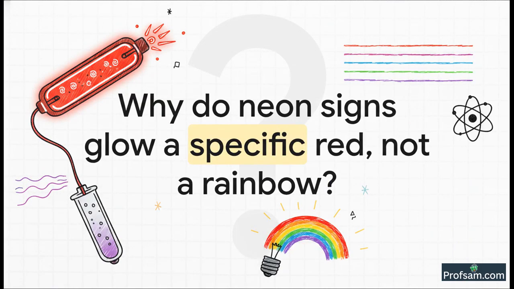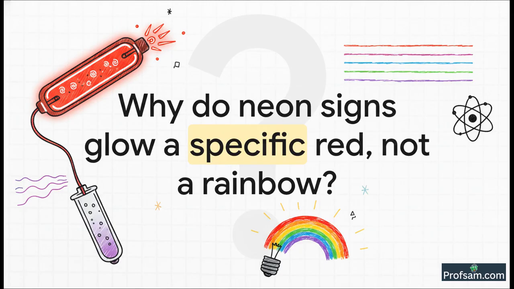Have you ever been walking down a street at night and seen one of those bright, glowing neon signs? Let's say a red one. Did you ever stop and think, why is it that specific shade of red? Why isn't it glowing with a full rainbow of colors, like a normal light bulb? Well, the answer to that simple question is actually the key to what we're learning today.